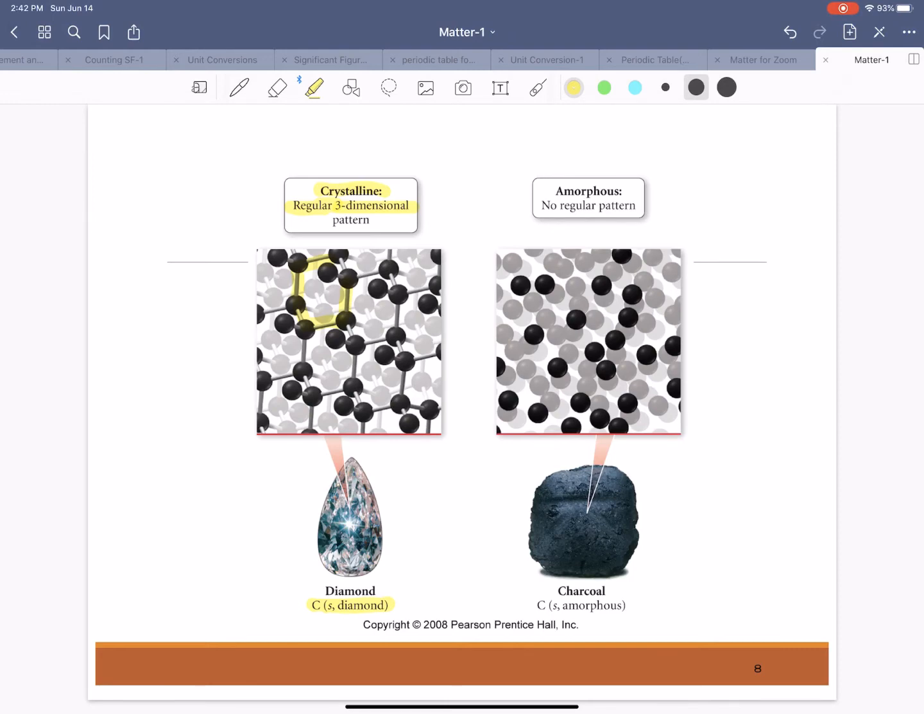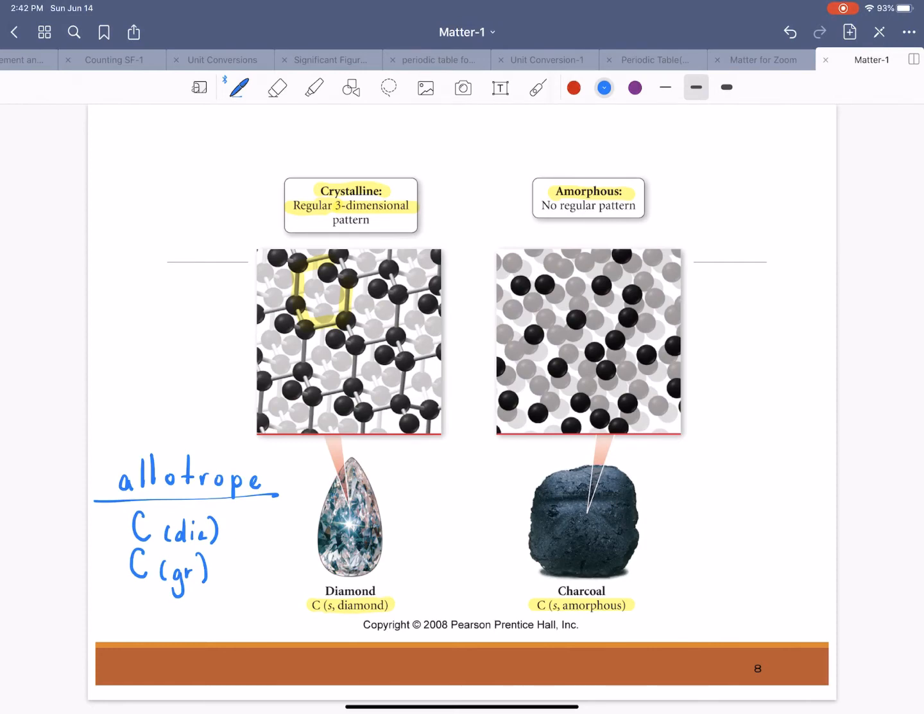Here we have carbon in charcoal, and we would refer to the lack of pattern as amorphous or without shape. So this brings up an opportunity for one of those funny chemistry words, and that word is allotrope. Carbon in the form of diamond and carbon in the form of graphite are both carbon, the same element. They just exist in a different way.